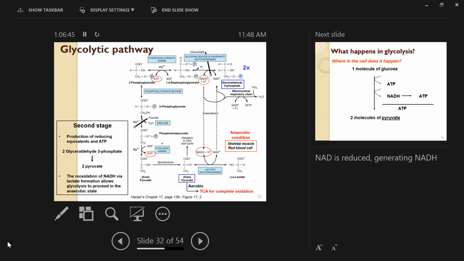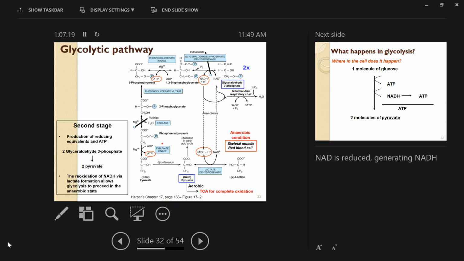So if we're thinking about starting from one glucose molecule, how many ATPs will be generated through this second stage? Again, this is two ATPs generated from one 3-carbon intermediate. So if we start from one glucose molecule, how many ATPs will be generated?